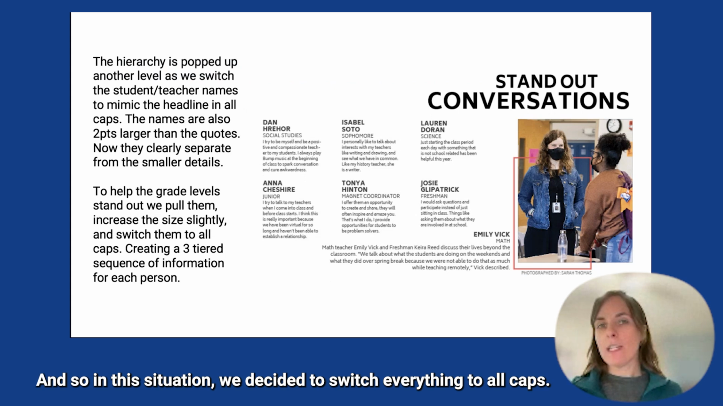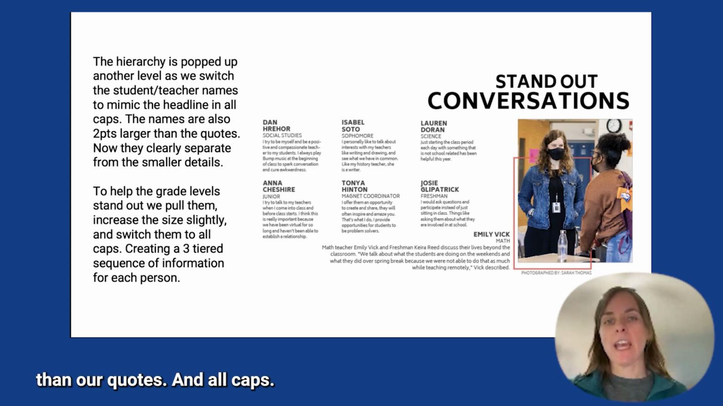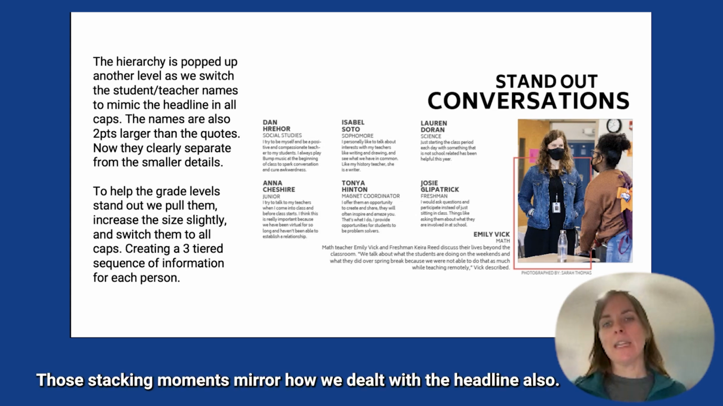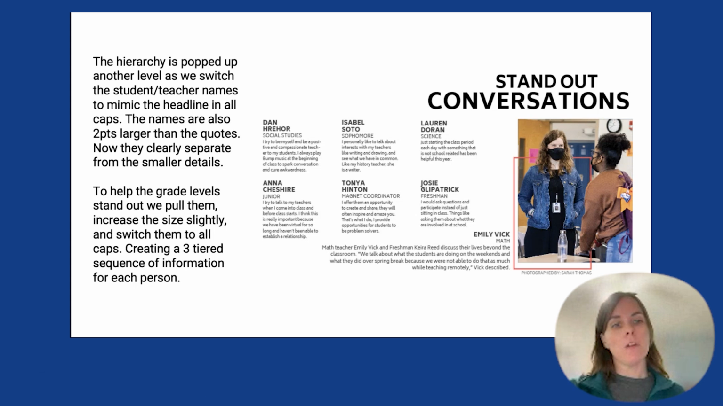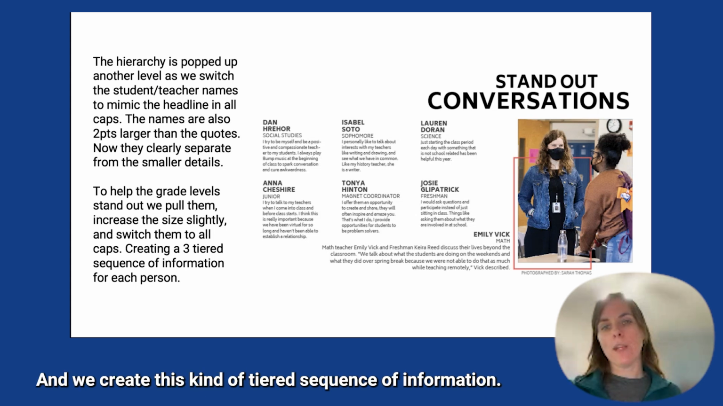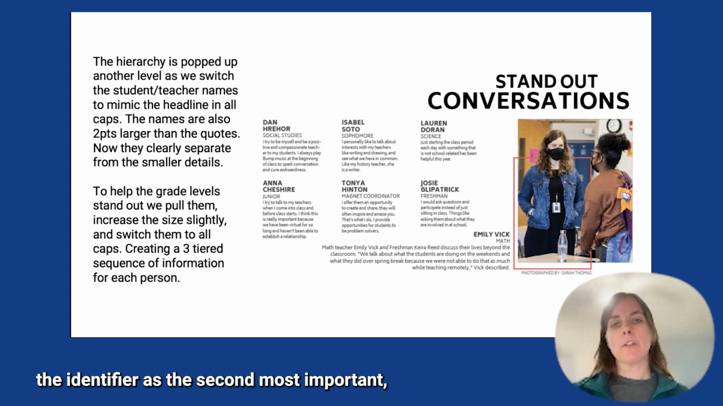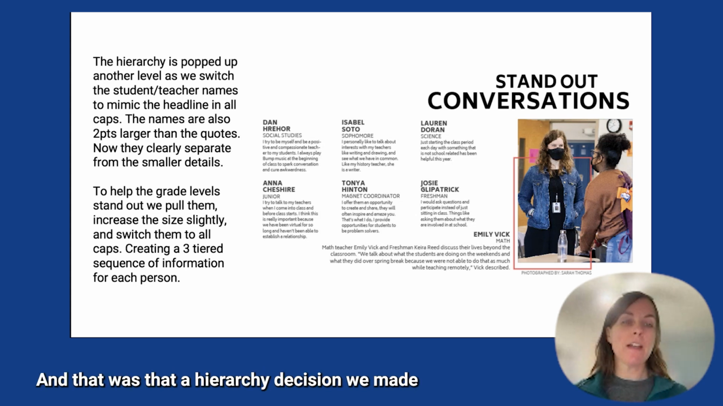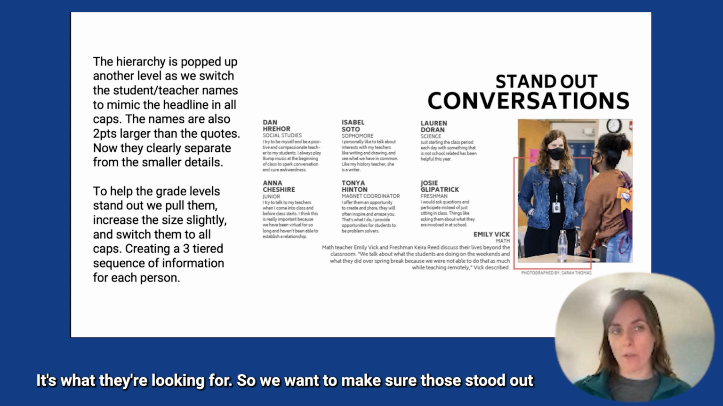In this situation, we decided to switch everything to all caps. So now our names are bold and all caps. Our identifiers are slightly bigger than our quotes and all caps. Those stacking moments mirror how we dealt with the headline also, so it's carrying our headline rule into our name stacking rule. And we create this tiered sequence of information. We have the name as the most important, the identifier as the second most important, and then the quote as the third most important. That was a hierarchy decision we made because we felt like students' names are the most important thing. It's what they're looking for, so we want to make sure those stood out.